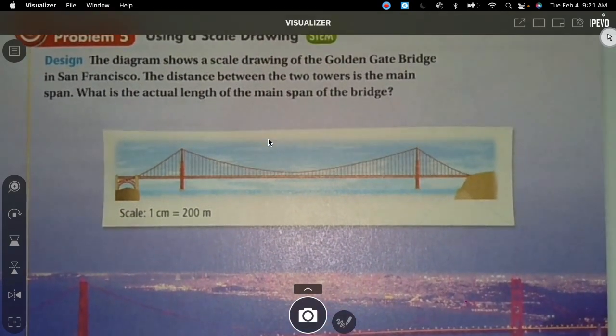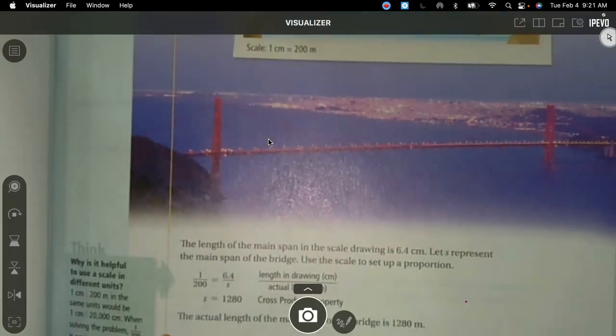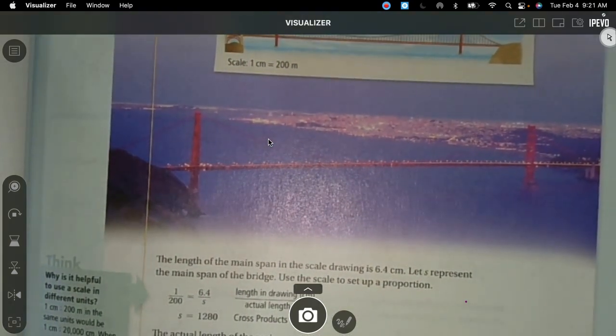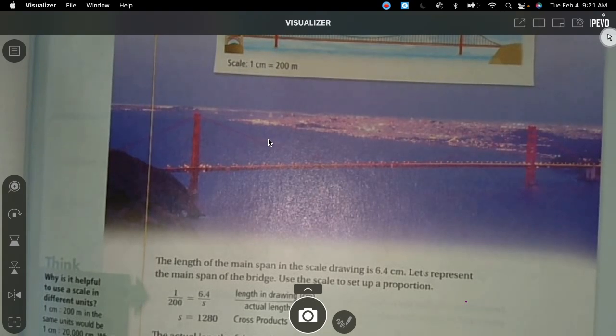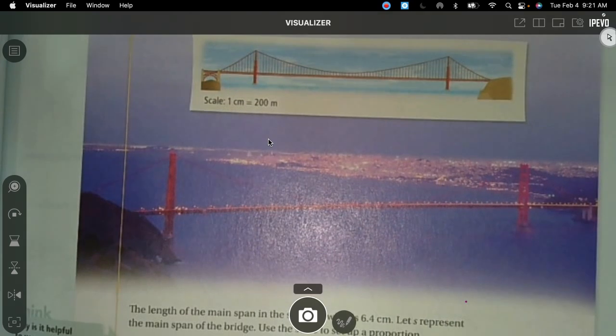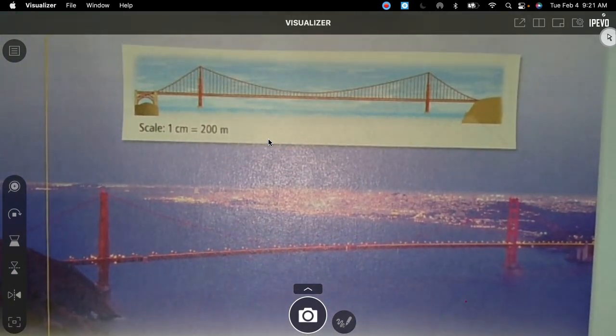Let me just go over a scale drawing just in case. I know y'all are bored, but we're in class. That's what I'm here for. It says the length of the main span in the scale drawing is 6.4, so it wants us to find the actual. Do y'all see how they give me a scale? This isn't your question. I'm just going over a scale drawing because there is one of these on there.